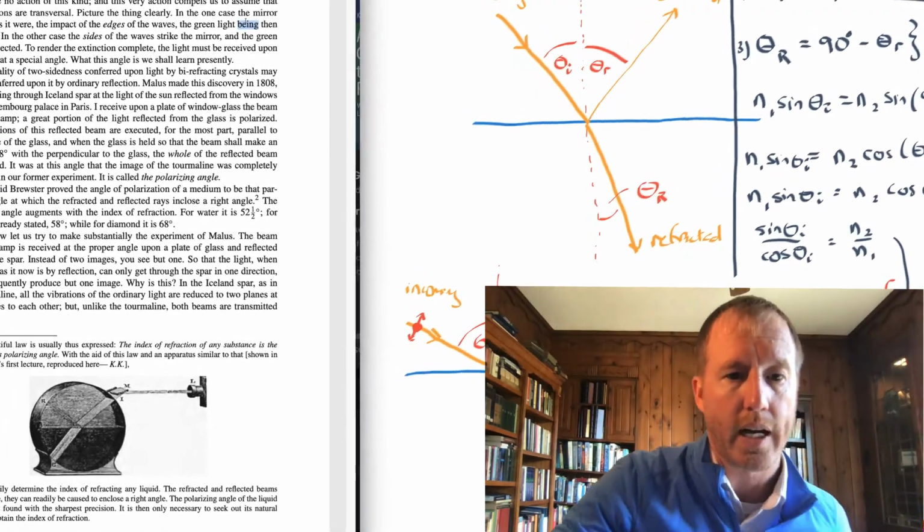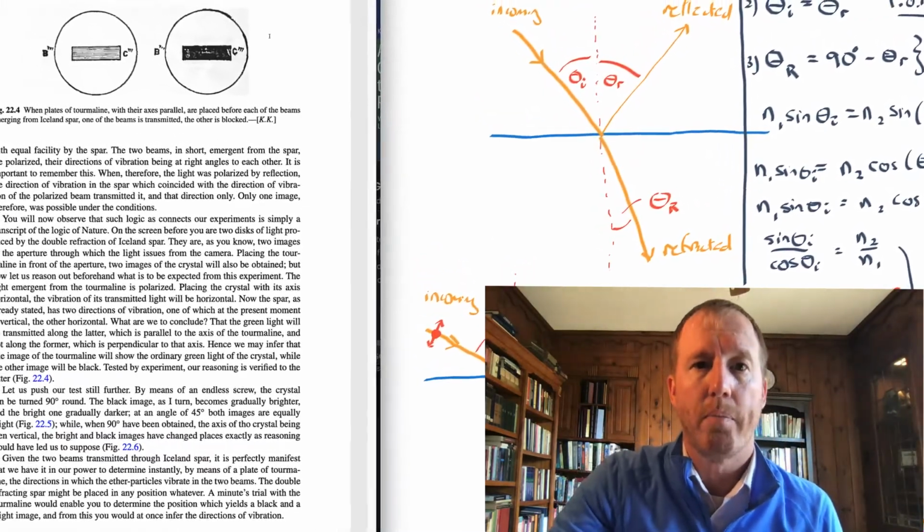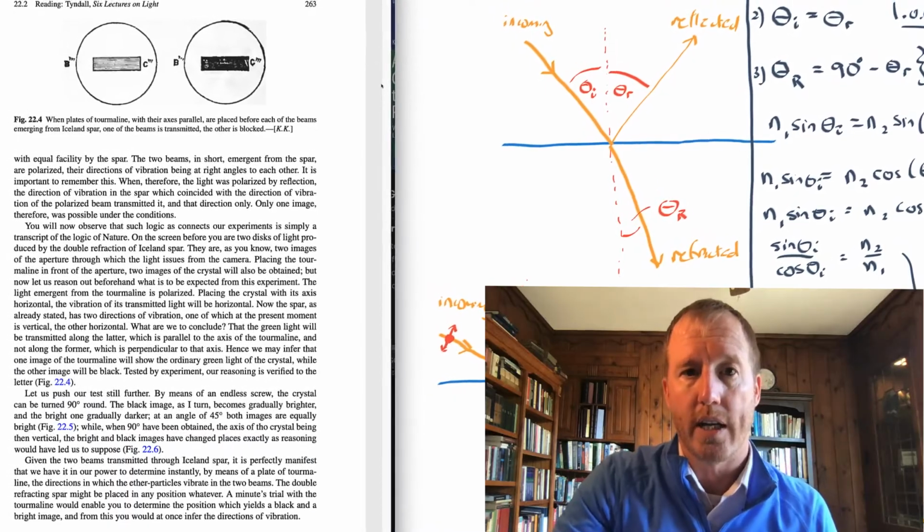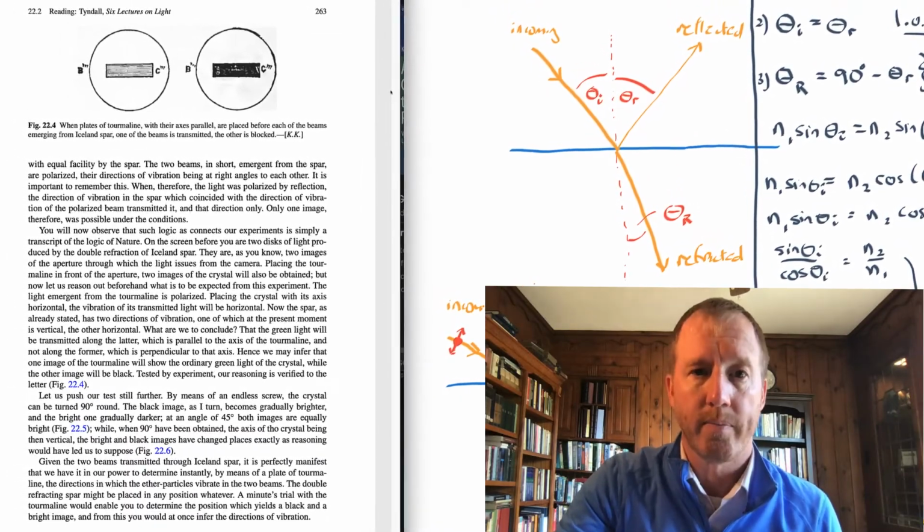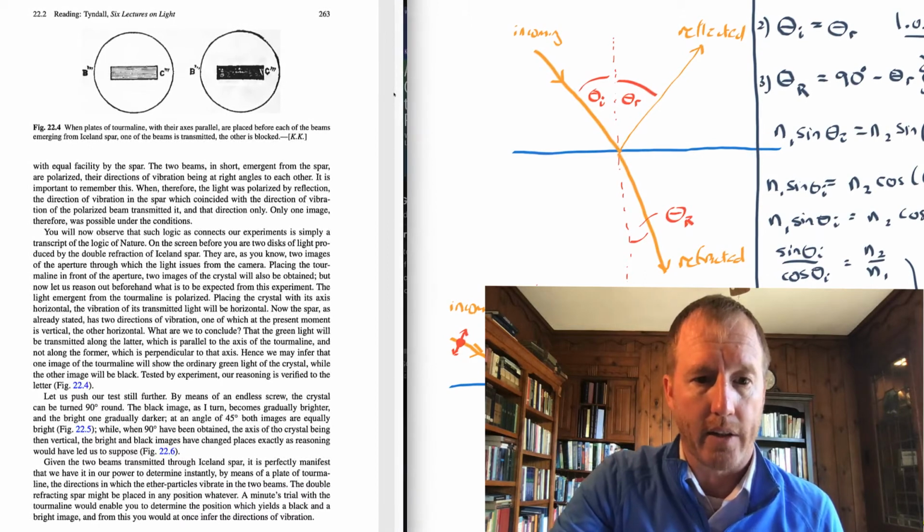Okay, let me say just a couple of other things about this chapter before we move on. So if you look ahead at the next page, he's talking a bit more about polarization of light as it travels through tourmaline. And we talked a bit about that in my last lecture.